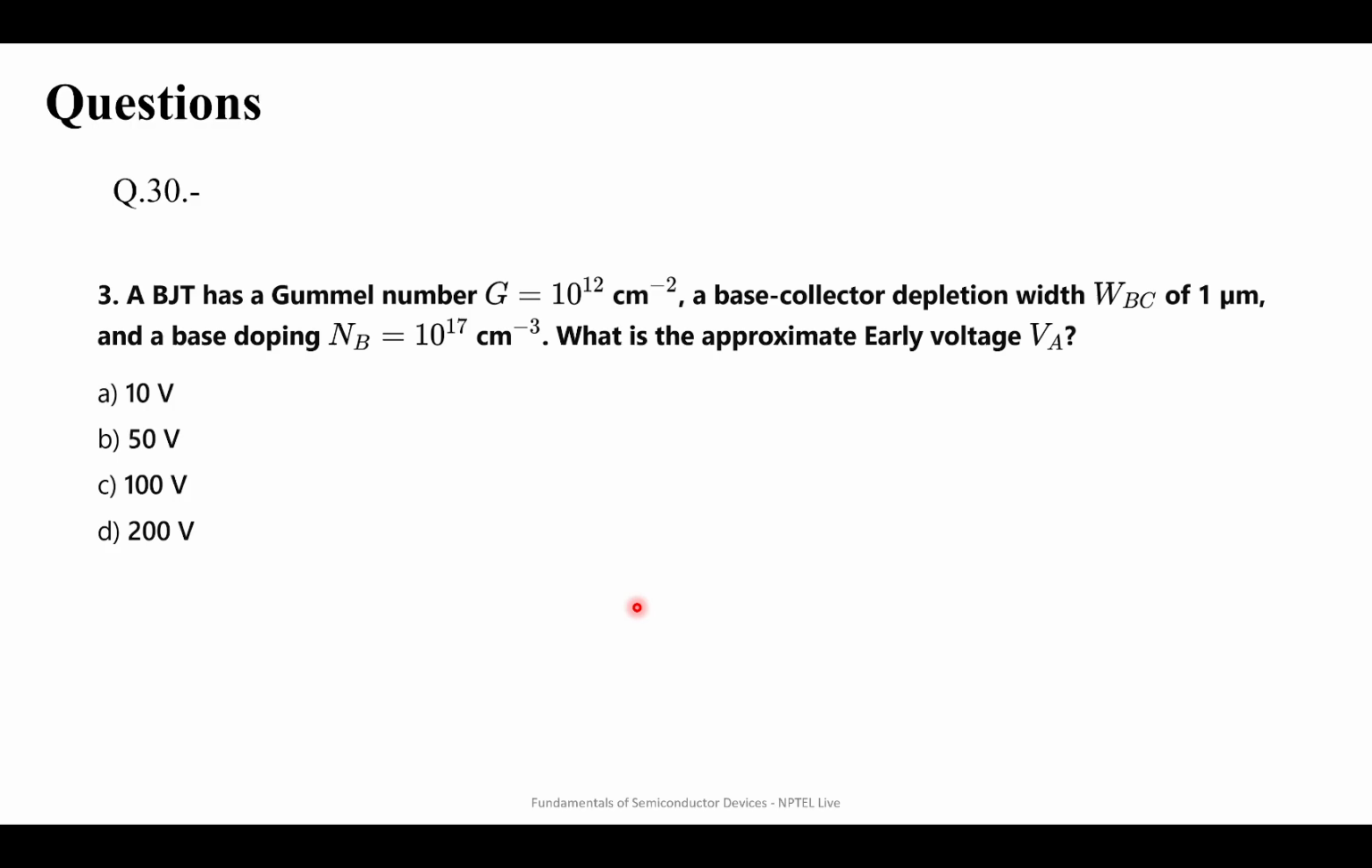Next question. A BJT has a Gummel number G equal to 10 raised to power 12 per centimeter square, a base collector depletion width WBC of 1 micrometer, and a base doping NB of 10 raised to power 17 per centimeter cube. What is the approximate early voltage VA? 10 volts, 50 volts, 100 volts, 200 volts.